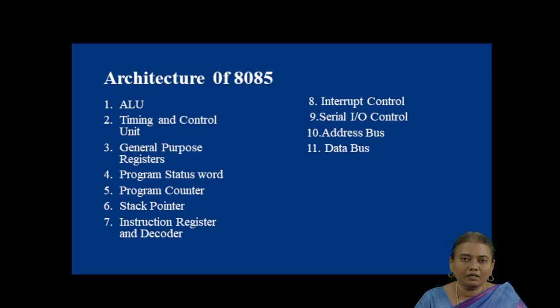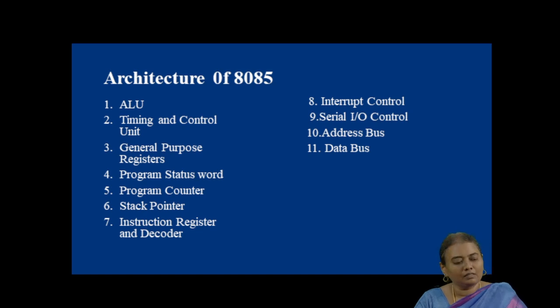The second one is timing and control unit. Every instruction can be executed only in a particular time. That time can be controlled by the clock signals. So the timing unit will provide the clock signals for measuring the time for executing any instruction. The control signals are RD bar, WR bar, ALE and IO/M bar signal. These are control signals. They are used to control the execution of the instructions.